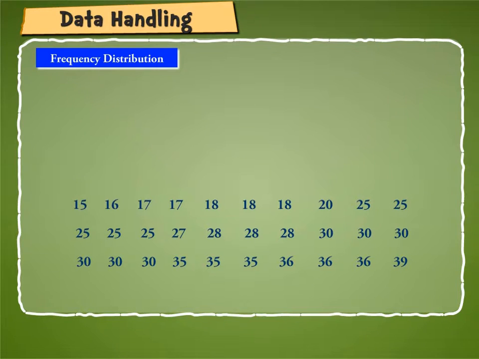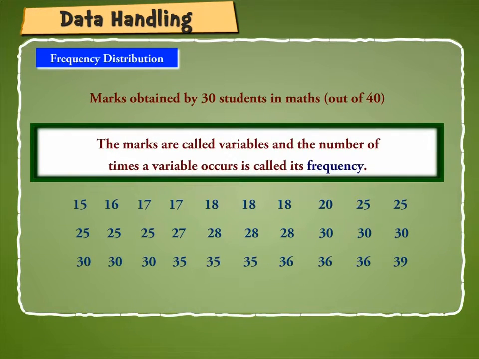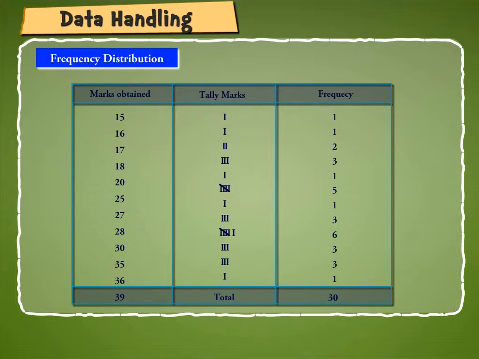Frequency distribution. In the table given on screen, marks obtained by 30 students in maths out of 40 are given. The marks are called variables, and the number of times a variable occurs is called its frequency. For example, 35 is called a variable, and since 3 students got 35 marks each, the frequency of 35 is 3.